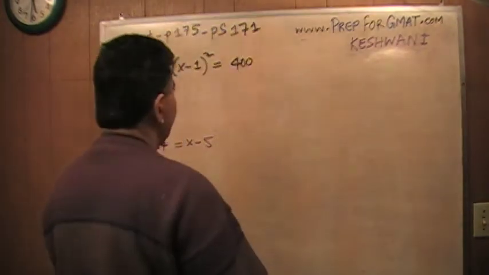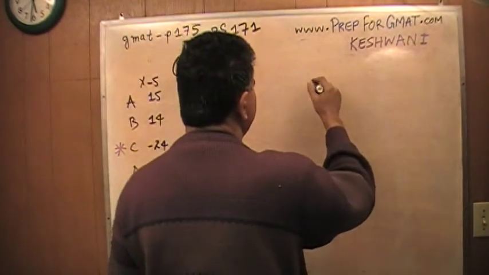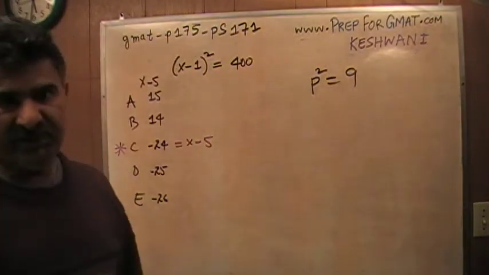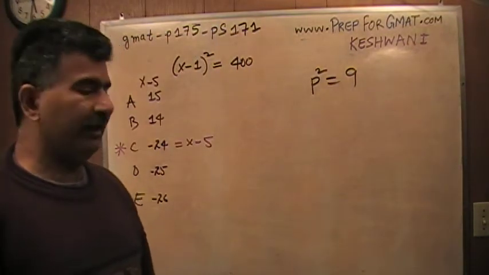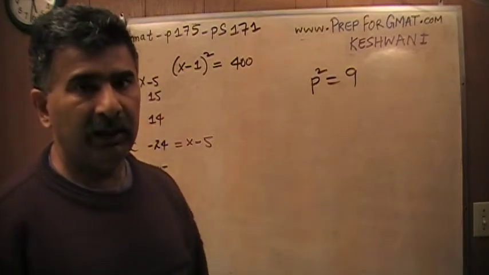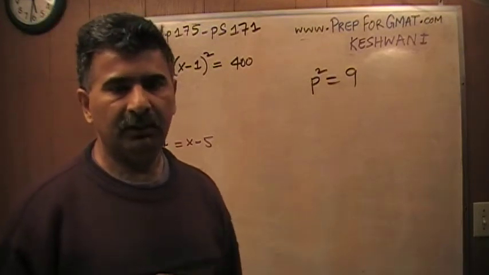You see what it is, for example, let me give you a simple example. If I tell you that p squared is 9, what must p be? If p squared is 9, what must p be? I did not say what may p be. I'm asking you what must p be.